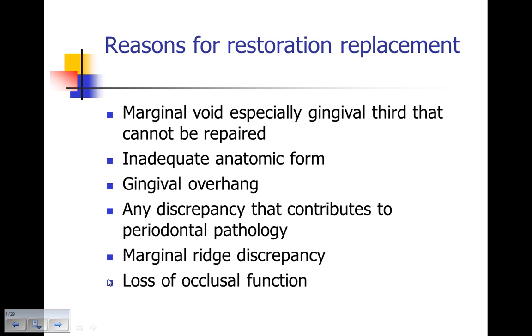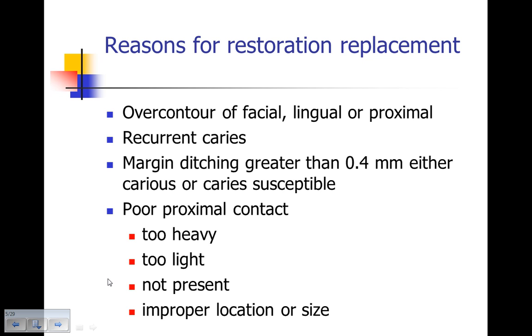Look for proximal contacts, especially in the posterior. Our evaluation is more than just a look and a see, but really running floss between the teeth, running the explorer over the restoration in tooth to look for discrepancies. We can have reasons to replace restorations because of significant over-contours on the facial, lingual, proximal surface. We look for recurrent caries that's evident with an explorer or just visualizing color changes under a marginal area that may be recurrent caries.